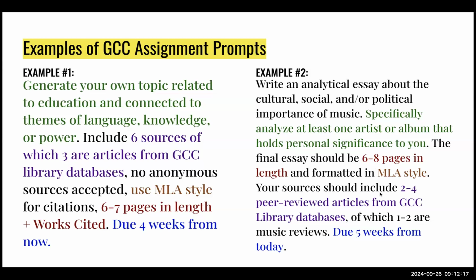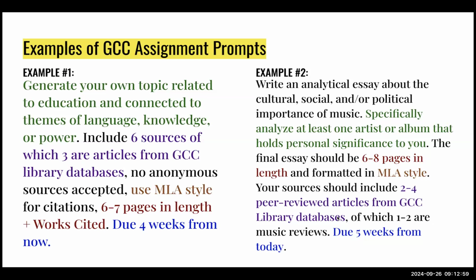Your sources should include 2 to 4 peer-reviewed articles from GCC library databases, of which 1 to 2 will be music reviews. So again, this part of the assignment prompt, which is what our instructor gives us to tell us what we have to do for the homework, there should be 2 to 4 peer-reviewed articles. So these are articles that have been evaluated to make sure they are true, factual, credible, and accurate, and they need to come from the library. And again, we have 2 workshops that help you find articles in the library. One is called Using Peer-Reviewed Articles. So check that one out. I'll put the link in the chat at the end. The other is called Pro Tips for Finding Sources.